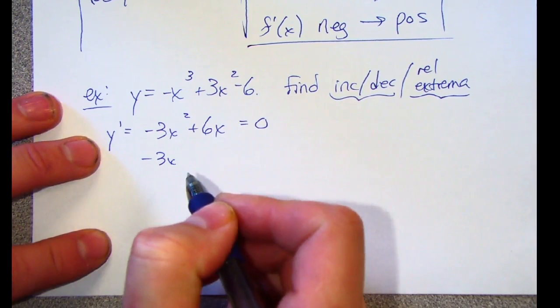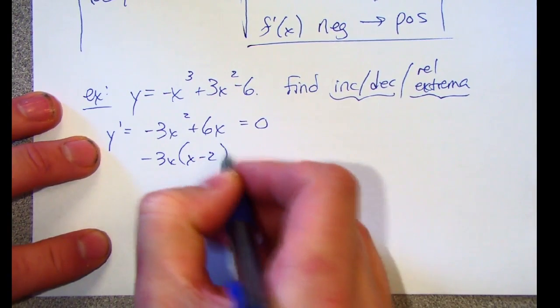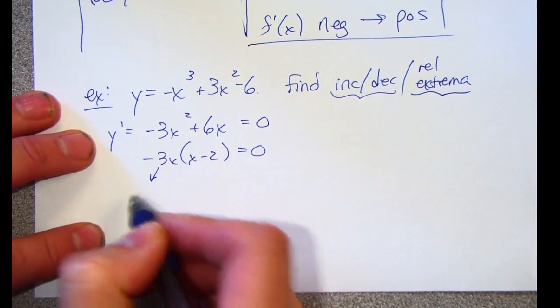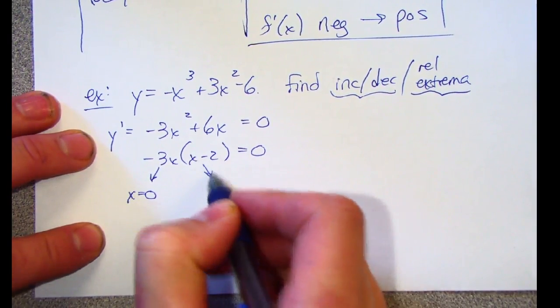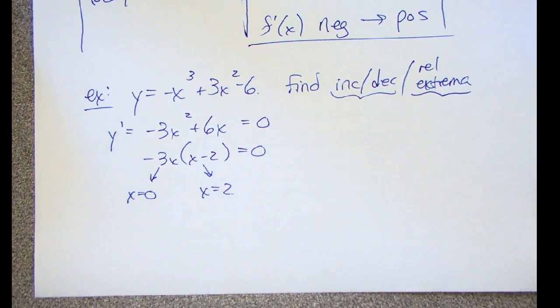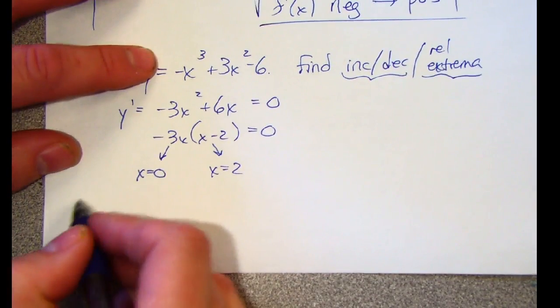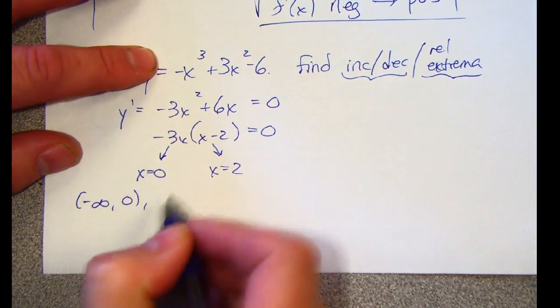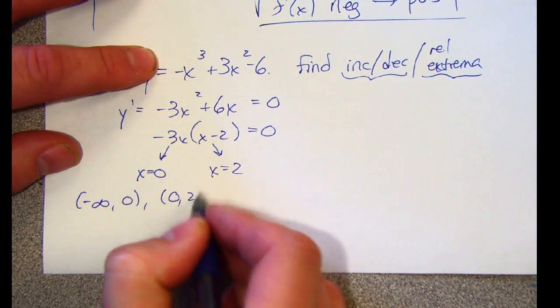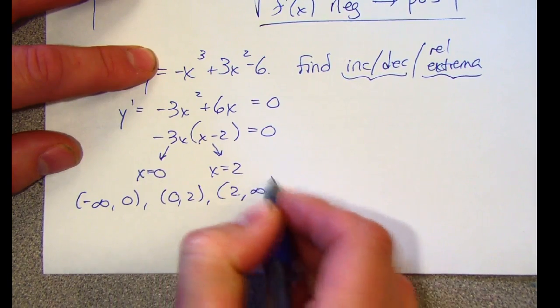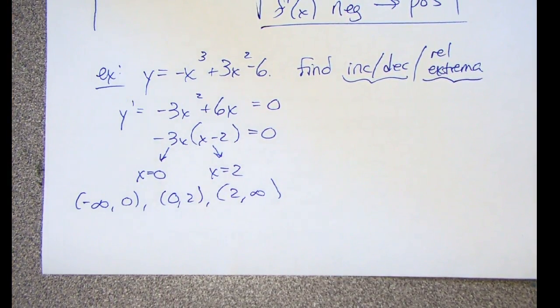I would factor out a negative 3x, and get x minus 2. Setting negative 3x equal to 0 gives me x equals 0. Setting x minus 2 equal to 0 gives me x equals 2. Then I can build my intervals around that: negative infinity to 0, 0 to 2, 2 to infinity, and I'm plugging into the derivative because I want to know slope. I want to know increasing, decreasing.